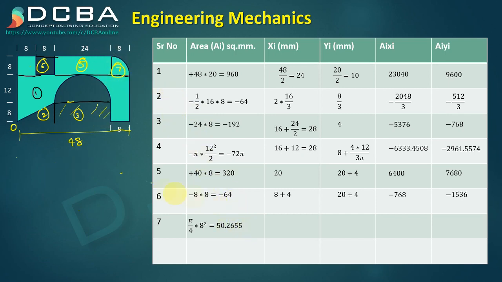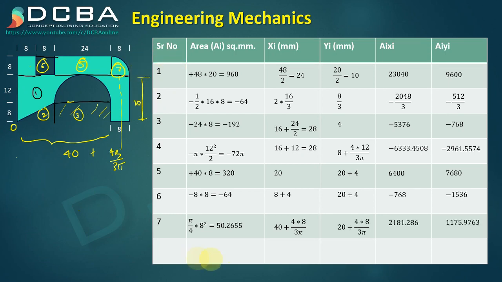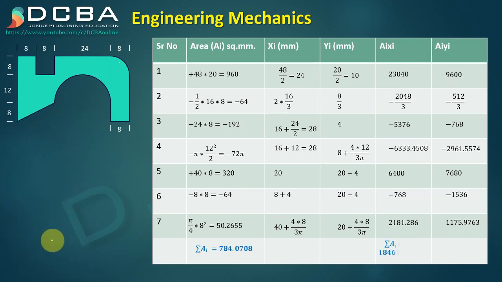Now the Xi, that is its centroid from point O, will be at 4r. I mean this much is 40, so 40 plus 4r upon 3 pi, and in the y direction it will be 20 plus 4r upon 3 pi. This much is 20, so 20 plus 4r upon 3 pi. Now we just have to take the summation of all areas, summation AiXi and summation AiYi. We can find now x bar and y bar.